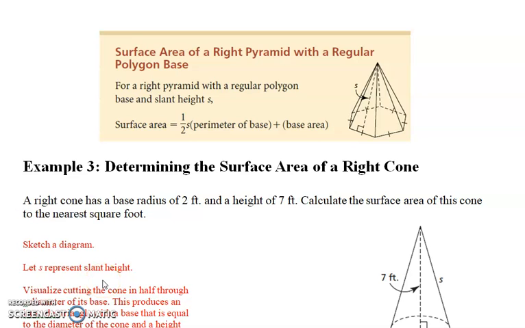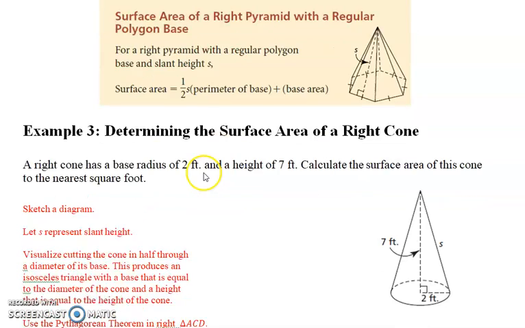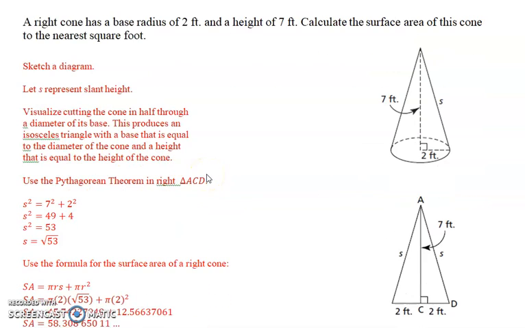Hello everybody, welcome back. Today we're going to look at example 3 in section 1.4. We're going to determine the surface area of a right cone. A right cone has a base radius of 2 and a height of 7 feet. Calculate the surface area of the cone to the nearest square foot.